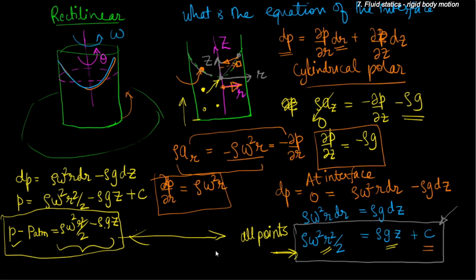Okay guys, any doubt so far? Sir, just a basic doubt. Yeah. Can you explain why at the interface we will be in case of rotating? Can you repeat the question? I could not get it. Can you just explain why the dp would be 0 at the interface in this case?